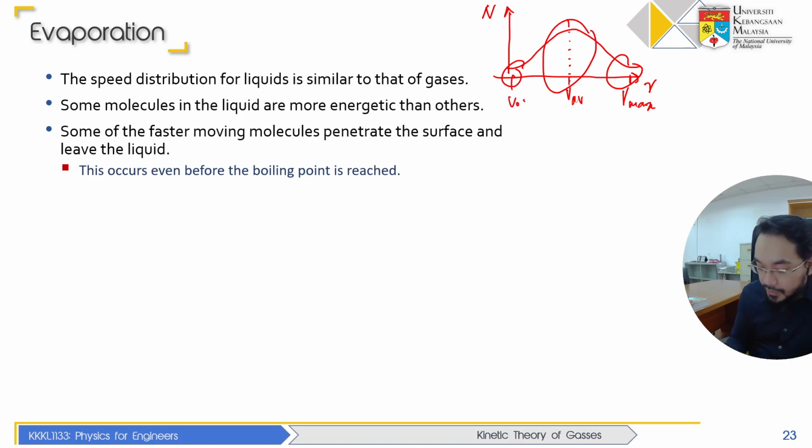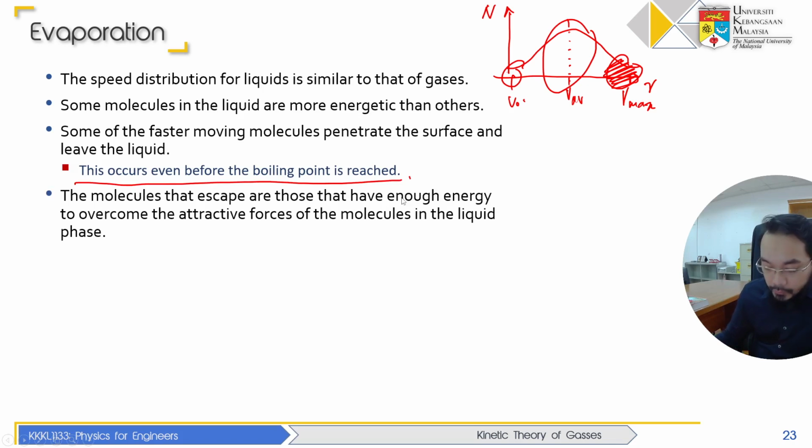So some of the faster moving molecules can penetrate the surface and leave the liquid. This occurs even before you reach the material's boiling point. The molecules that escape are those that have enough translational energy to overcome the attractive forces of the molecules in the liquid phase, which is what we call the intermolecular force.